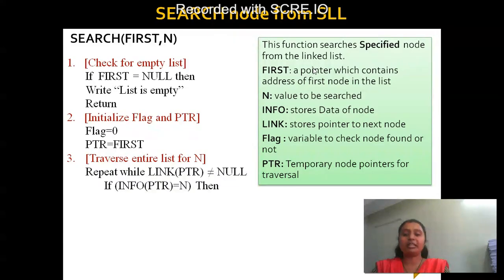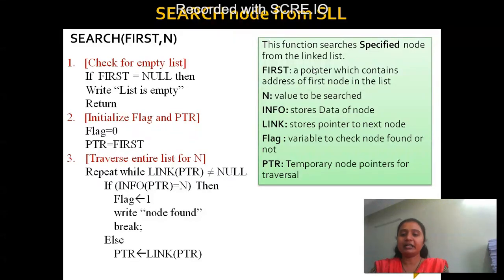If info of ptr is equal to n, meaning the information part of a particular node matches n, then the node is found, flag is turned to 1, and we break out of the loop. Else we have to update the pointer. Now the pointer will be pointing to the next node. So I have to repeat this until my node is found.